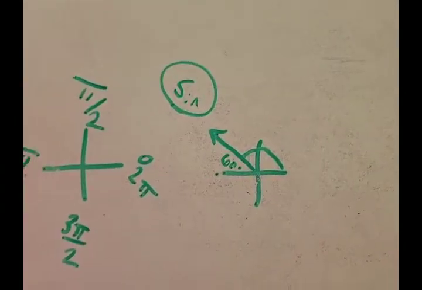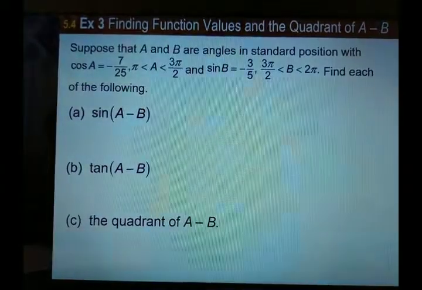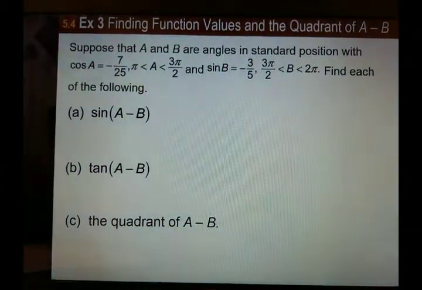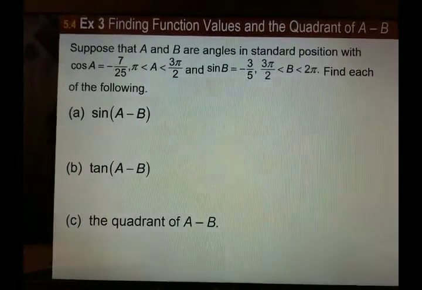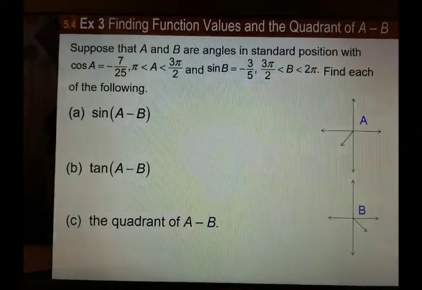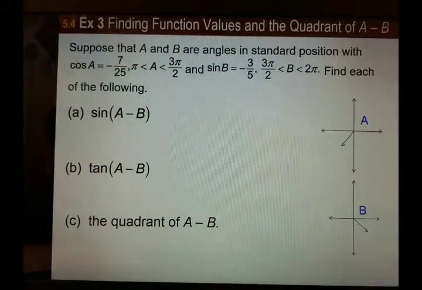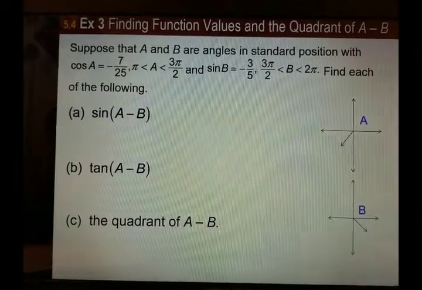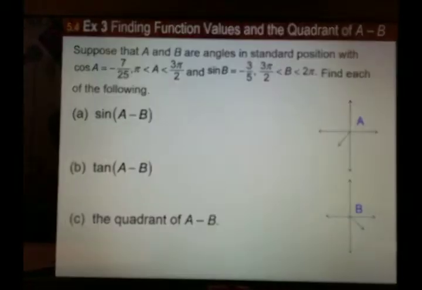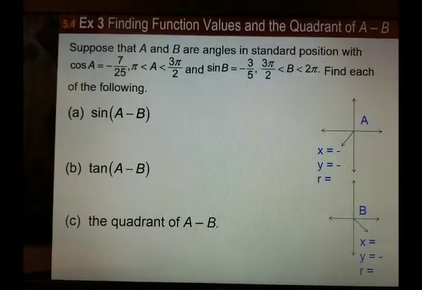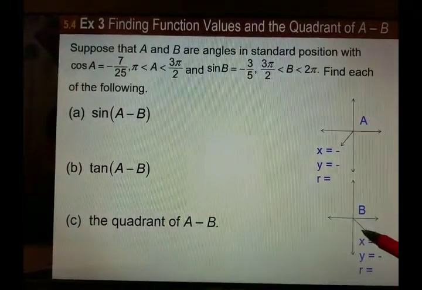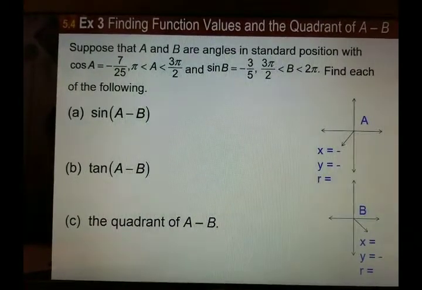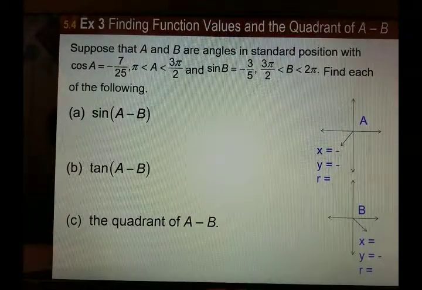So we need to understand where those are at. It will help you if you have those memorized. So we are looking for angle A to be in quadrant 3, angle B to be in quadrant 4. In quadrant 3 for angle A, my x is negative, my y is negative, and my r is positive. For angle B, which ended up way over here in quadrant 4, I only have the y as negative. X is positive this time.